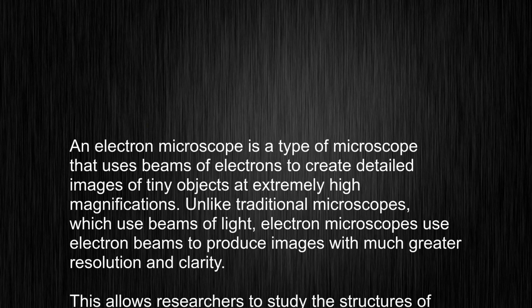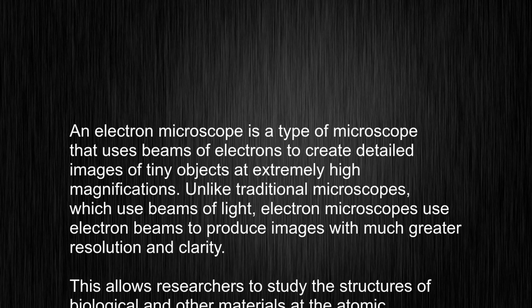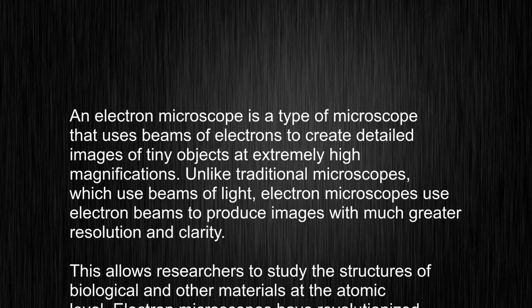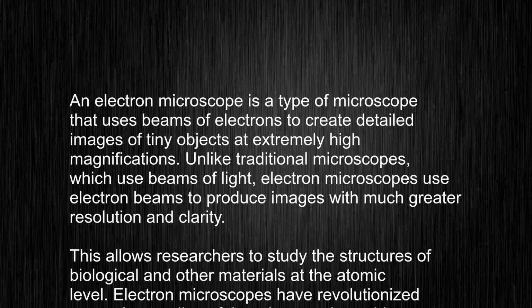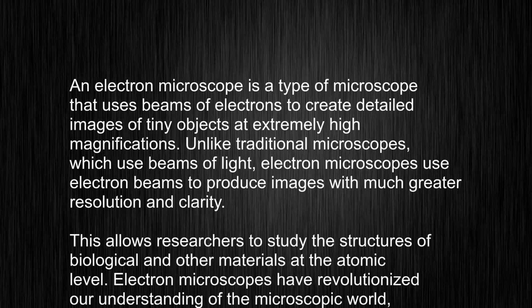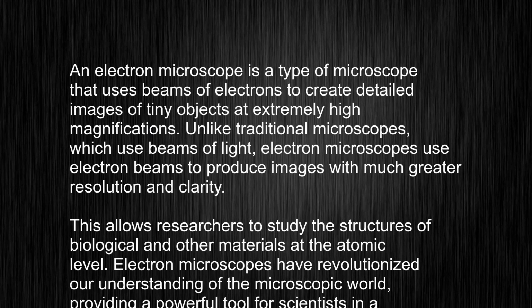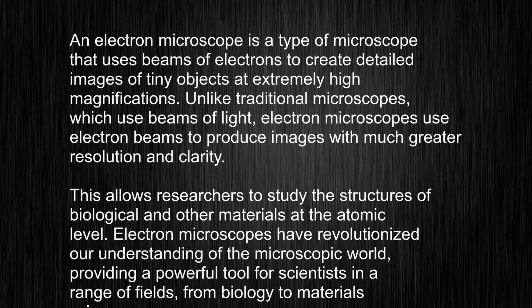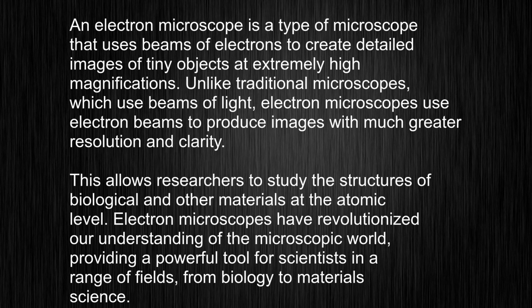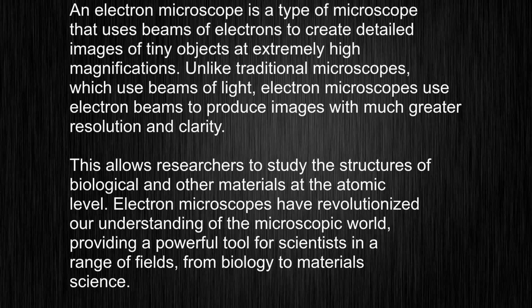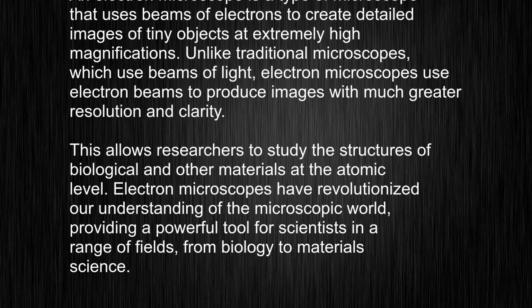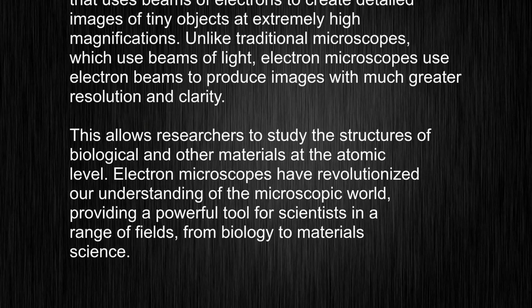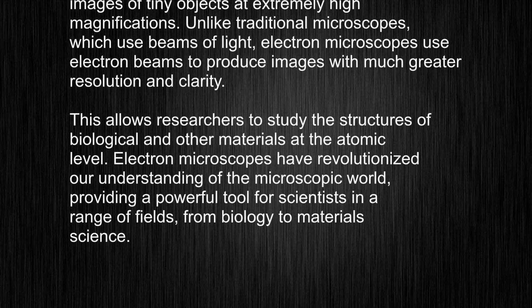An electron microscope is a type of microscope that uses beams of electrons to create detailed images of tiny objects at extremely high magnifications. Unlike traditional microscopes, which use beams of light, electron microscopes use electron beams to produce images with much greater resolution and clarity. This allows researchers to study the structures of biological and other materials at the atomic level.